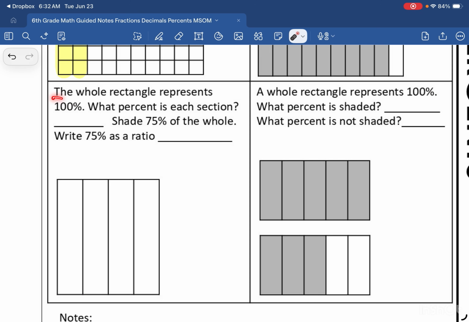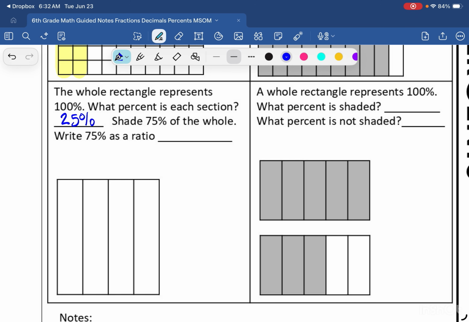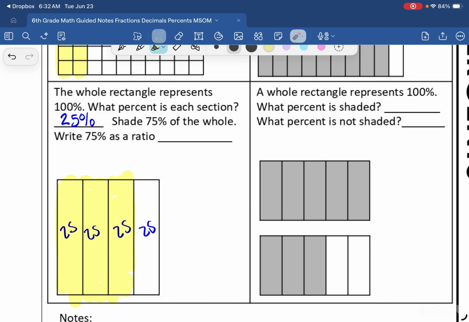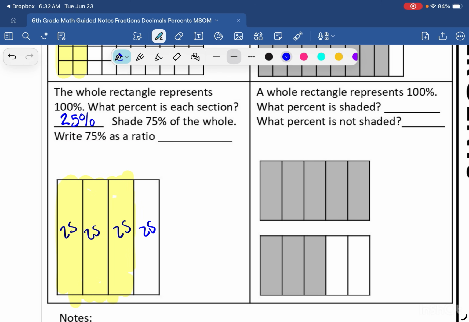The whole rectangle represents 100%. What percent is each section? So if this is 100, I have 4 sections. So that must mean 100 divided by 4 is 25. So each section is 25%. Shade 75% of the whole. Well, if each section is 25%, then I'm going to shade 3 sections, because 25 times 3 will give me 75. Write 75% as a ratio. That will be 75 out of 100.